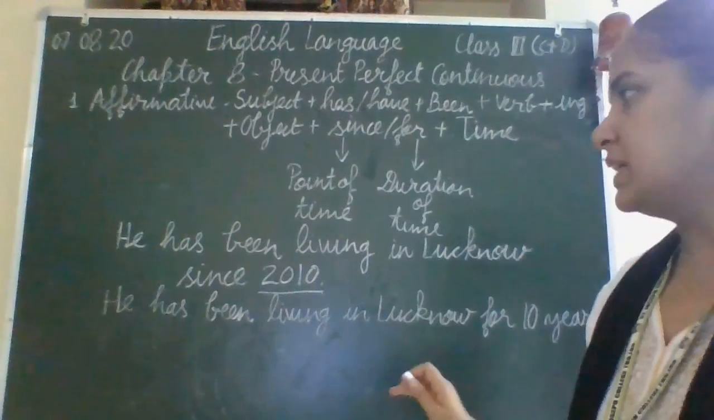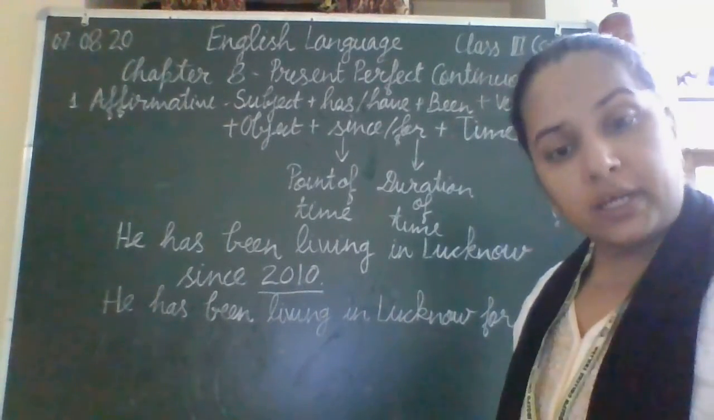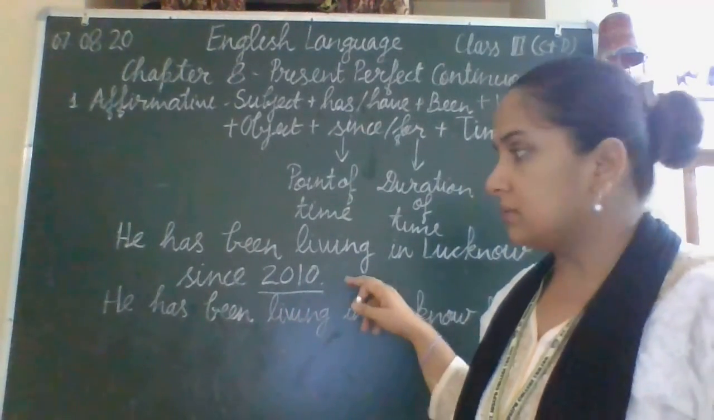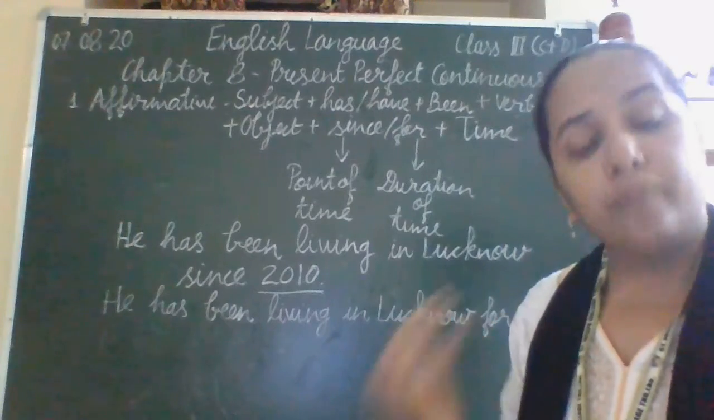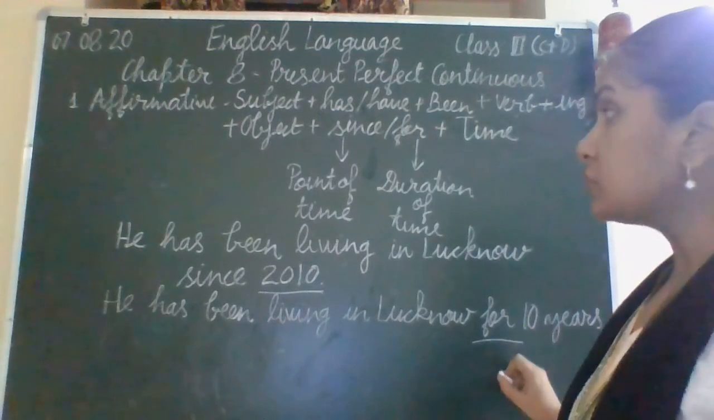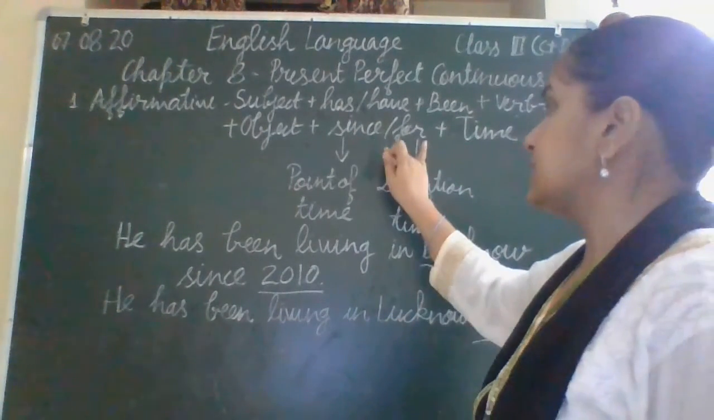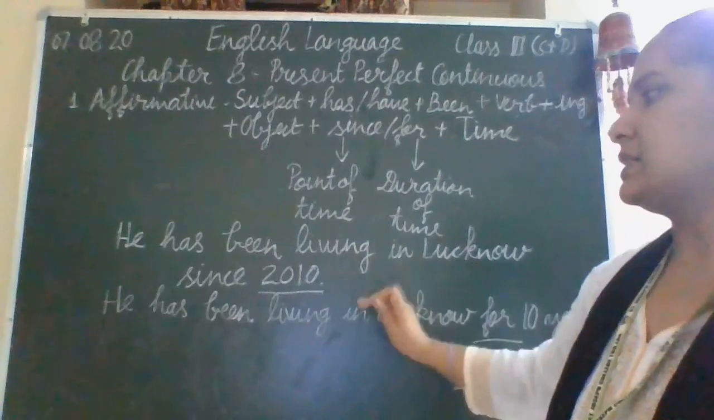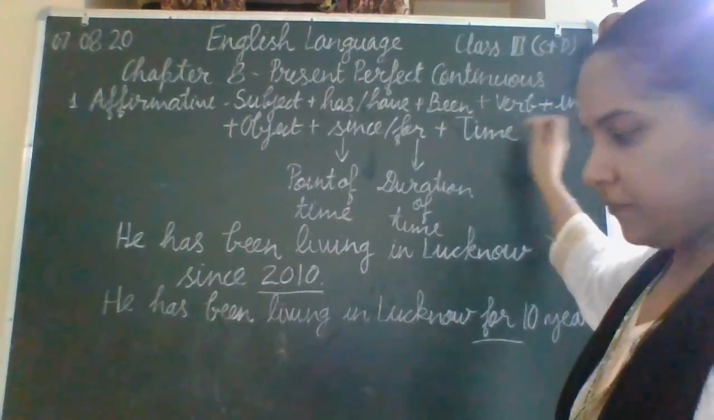So I guess now it must be clear to all of you the point of time and the duration of time. We are talking about the same person. We are talking about the same time. He is living in Lucknow. If we mention the date from which the person is living, then we will write since. Or if we write the number of days, the number of months, the number of years, number of hours, then we will use for. So this is the way we use since or for, and it is not necessary to use since and for in each and every sentence. But if we use them, the rule for using since and for is this. So this is the affirmative sentence of the present perfect continuous tense.